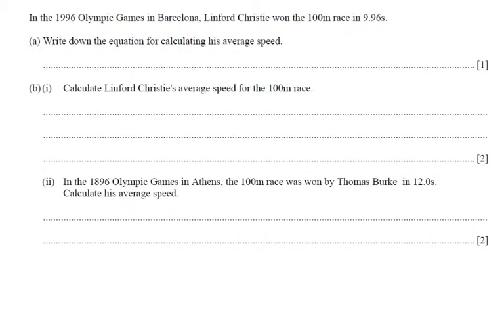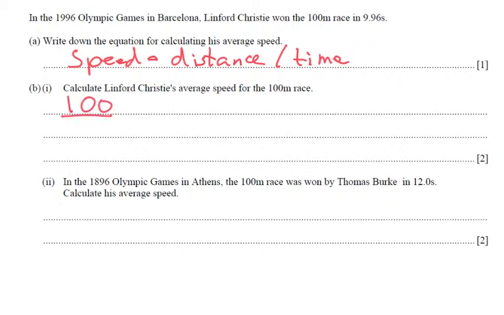In the 1996 Olympic Games in Barcelona, Linford Christie won the 100 meters race with a time of 9.96 seconds. Write down the equation to calculate his average speed. Well, just like before, speed is equal to distance over time. Calculate Linford Christie's average speed for the 100 meter race. So 100 divided by 9.96.